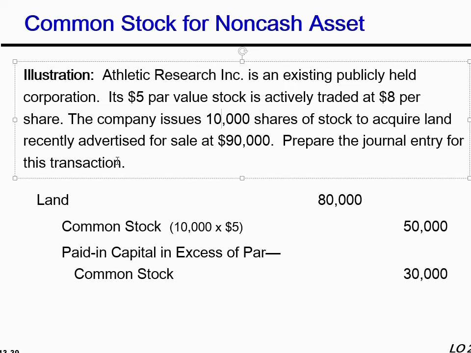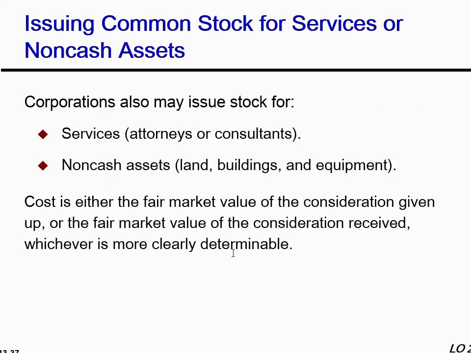The land is recently advertised for sale at $90,000. So the advertisement amount for the land is $90,000. They want us to prepare the journal entry. Now what shall I take? Shall I take the fair value of the share, $8, or shall I take the advertised value of the land? They say whichever is more clearly determinable, right?